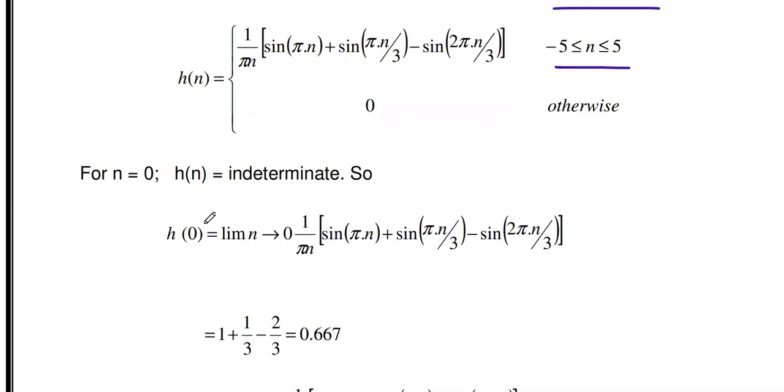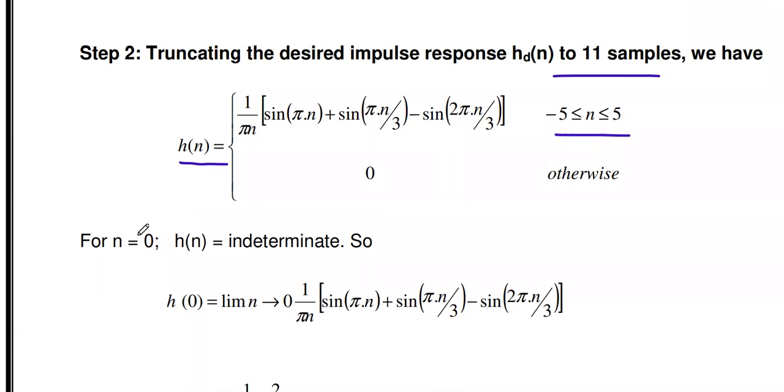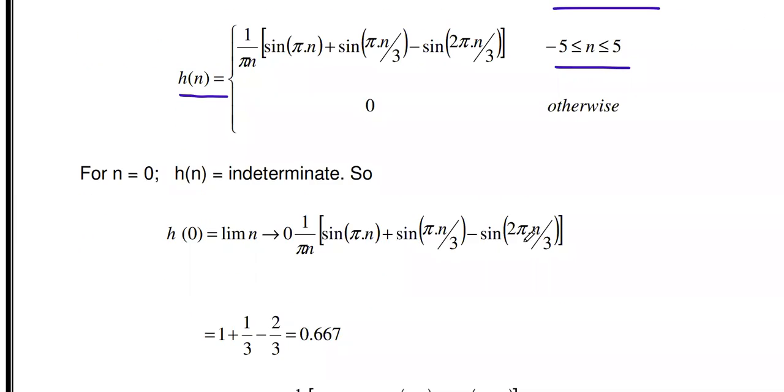Then after that, we have to find the value of h of n for different values of n. First, for n equal to 0, put n equal to 0 in that equation. Substituting 0, we get 0 divided by 0, which is an indeterminate value. Already you know h of 0 is calculated in a different structure. So you know h of 0 equals the limit as n tends to 0 of this term.